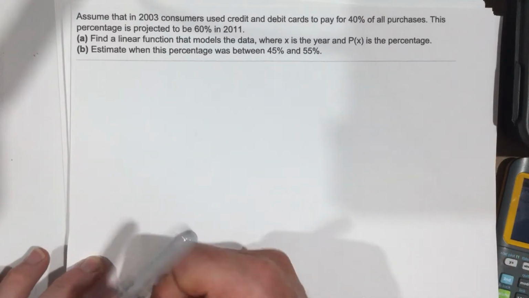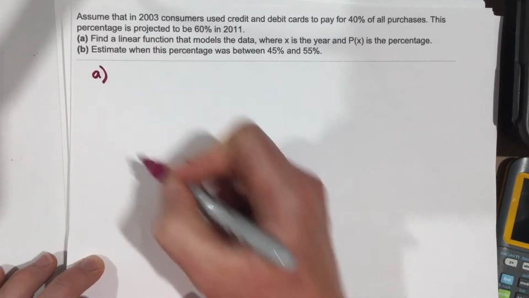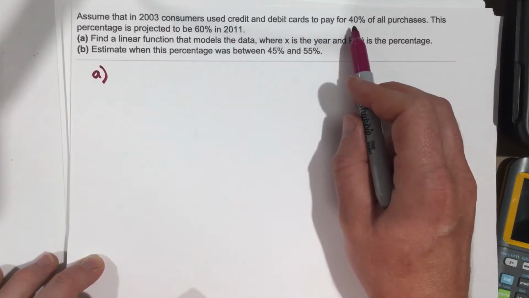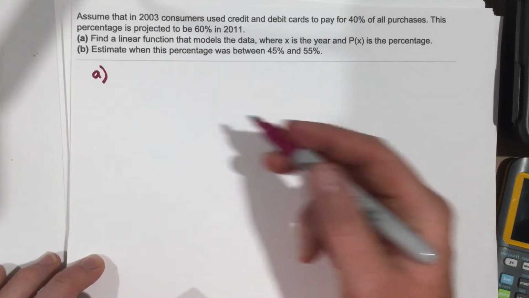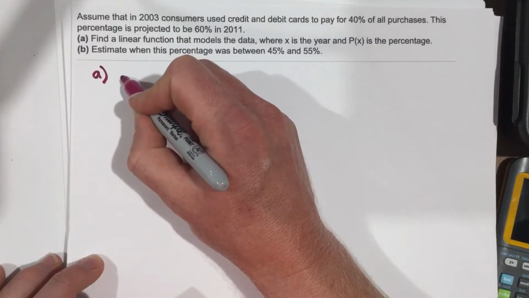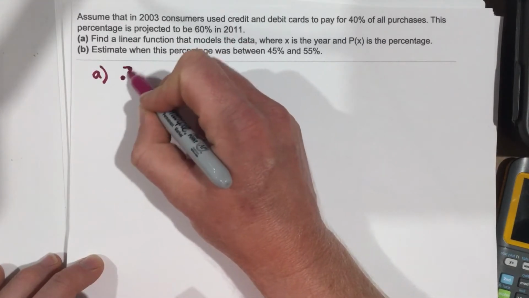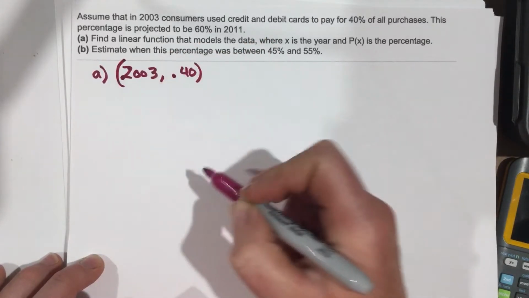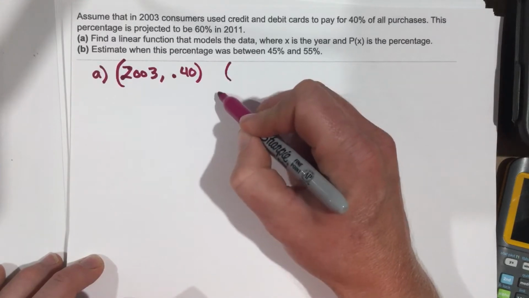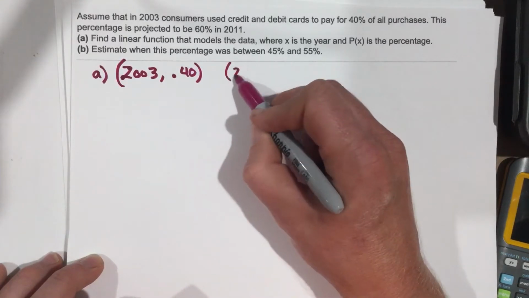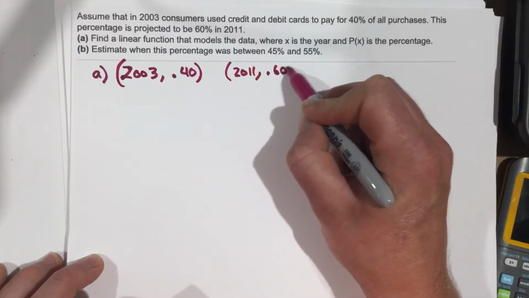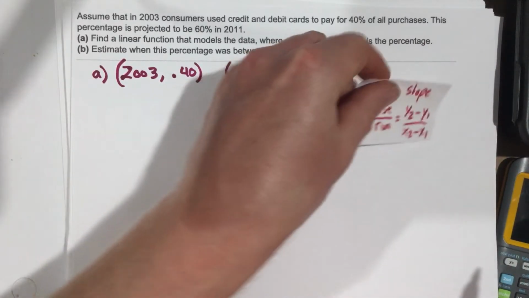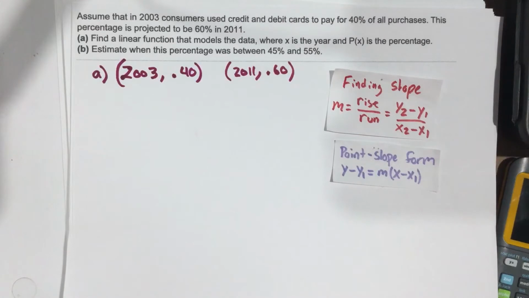So we're going to start in part A by finding a linear function, meaning we need two coordinates. They do give us two coordinates. They say 2003, it was 40%, and 60% in 2011. Okay, so we can say 40%, and I'm going to use the decimal version. Oops, first I should say 2003, comma, 0.40, right? We always want to use the year for x. And then for the other coordinate, we're going to say that that's 2011, 0.60.